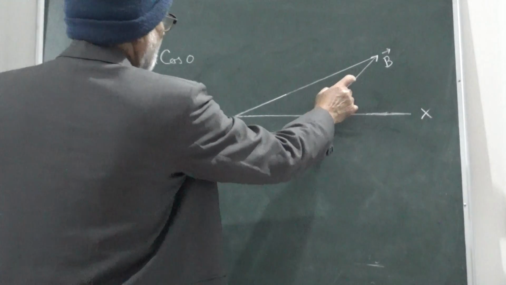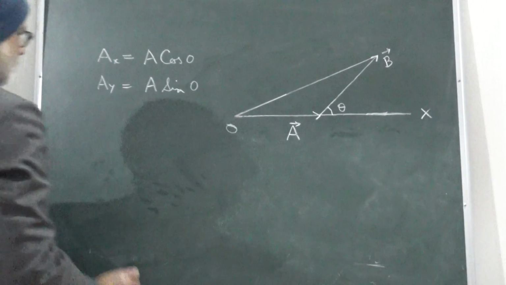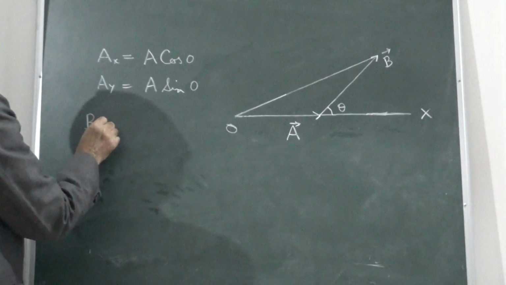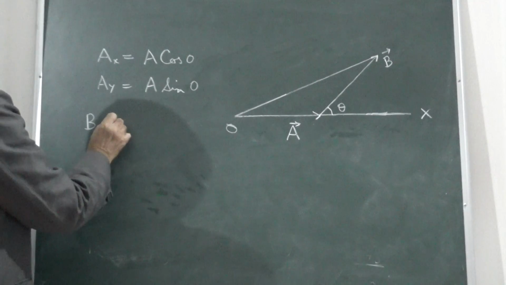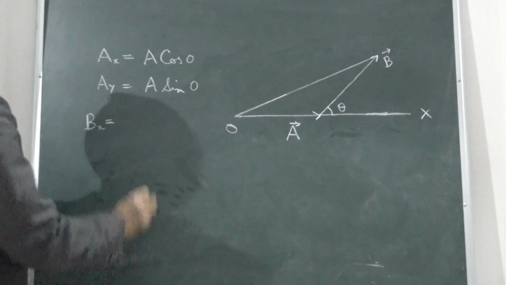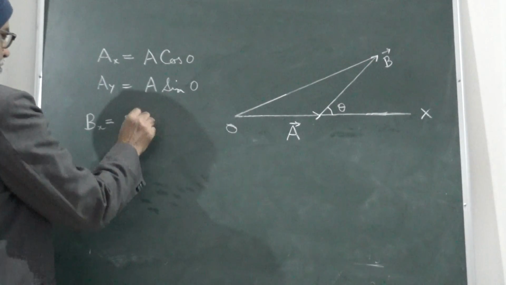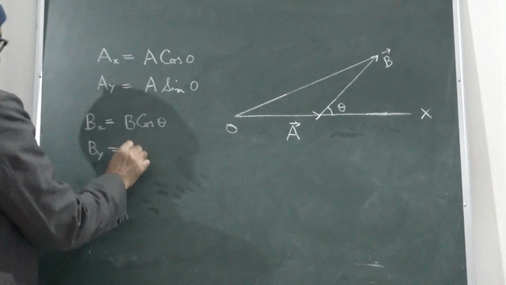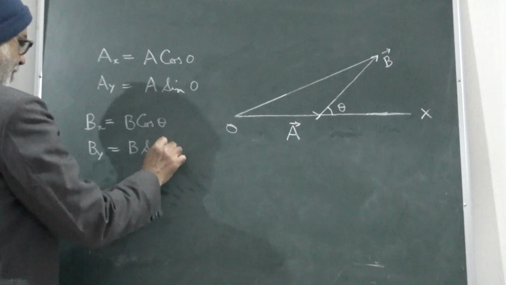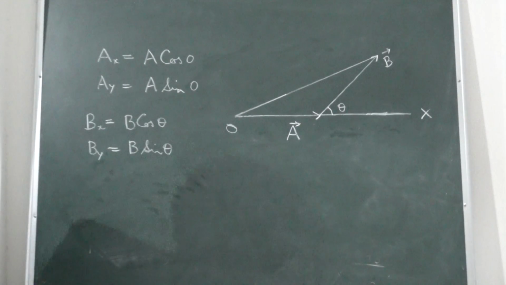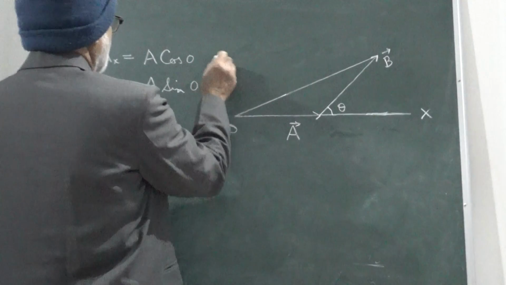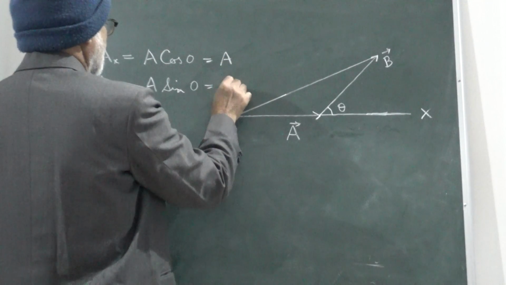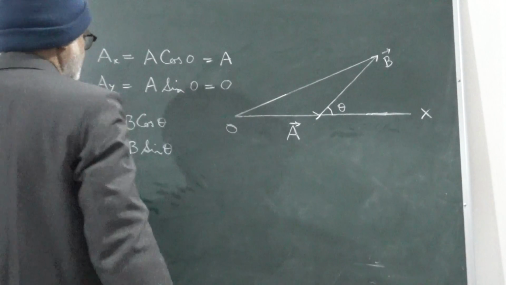Now we resolve vector B along x axis and y axis. So BX, since B makes an angle of theta, is equal to B cos theta and BY is B sin theta. Now we know that cos 0 is 1, so AX is A, and sin 0 is 0, so AY is 0.